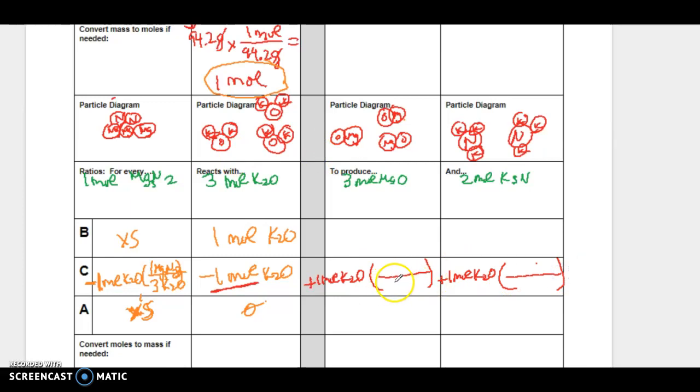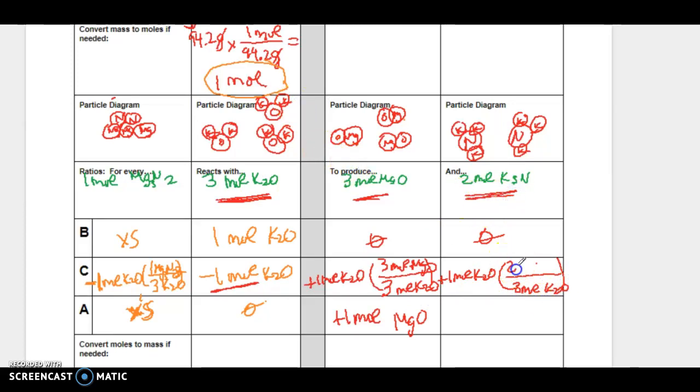Okay, so in the ratios up top here, right, I have 3 moles of K2O go with 3 moles of MgO. Okay, I started with nothing. 1 times 3 over 3 means I'm going to get 1 mole of magnesium oxide. Okay, I started with nothing. Same thing here, 1 mole K2O and 2 moles of K3N. Okay, so that's going to leave me with 0.67 moles K3N. Okay? All right, so now we got to look and see what they're asking for.